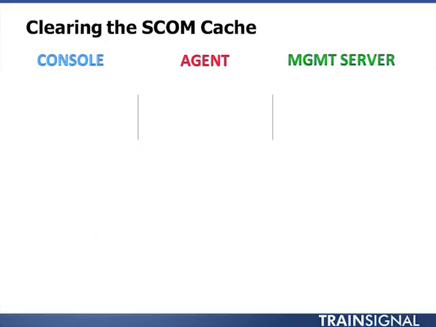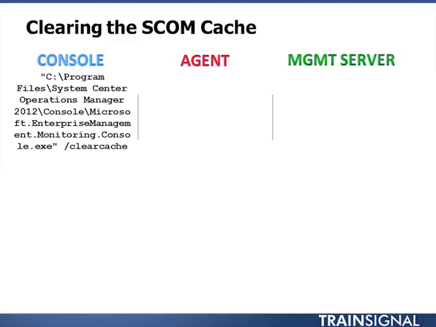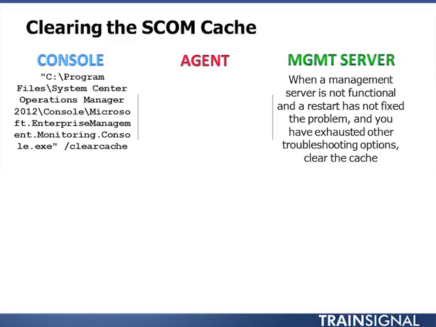Now earlier, I talked about clearing the Operations Manager cache. There's a couple of different reasons why you would need to do this and a couple of different locations from which you would do this. There are different caches basically. If you're at the console and you need to clear the cache, there's a command line option that you see right there on your screen. Now that's not the easiest thing in the world to remember, I will admit. But that's how you're going to clear the cache from the console. Next, let's go to Management Server. We'll go to Agent last.